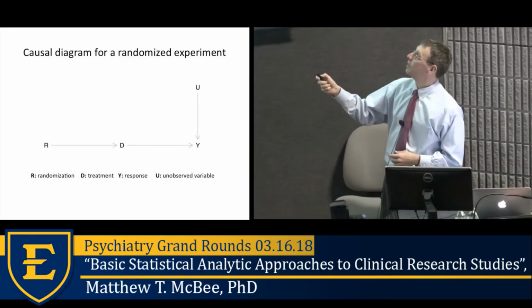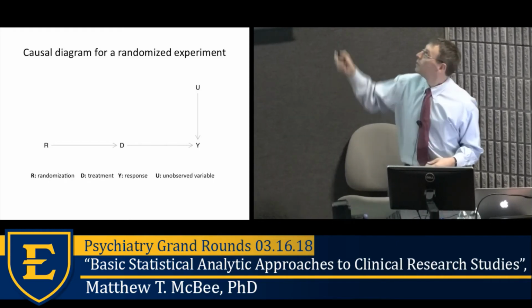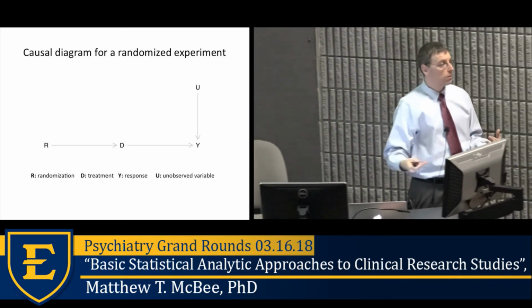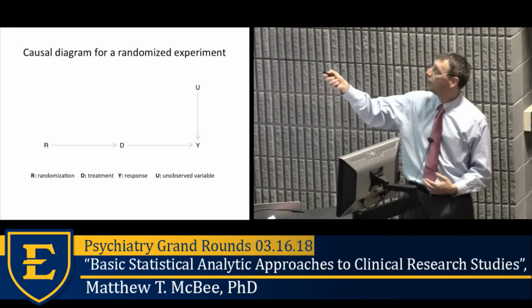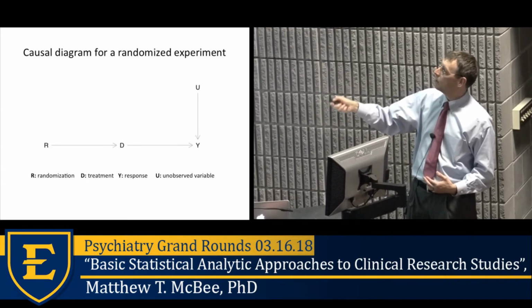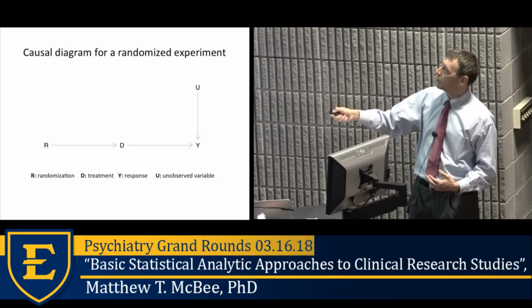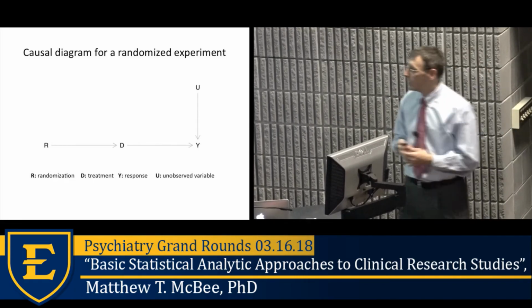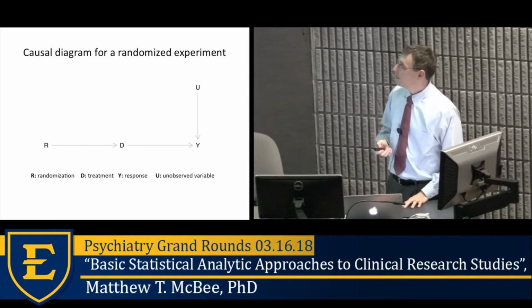Treatment controls or influences the outcome, but there's also probably a bunch of other things that affect people's outcomes that we don't know about. So they're unobserved. But you can see here there's no confounding. There's no way for these variables to get to treatment because we control treatment through a randomization process. And so that's why randomized controlled trials work fine.